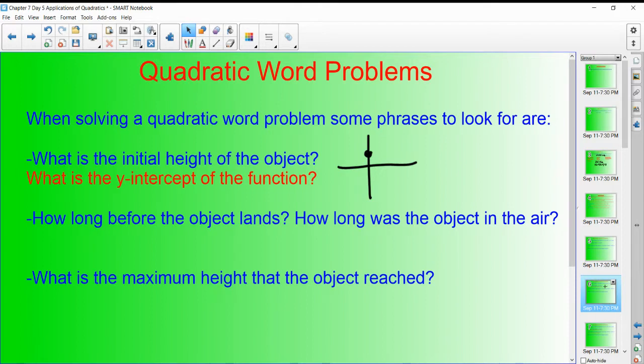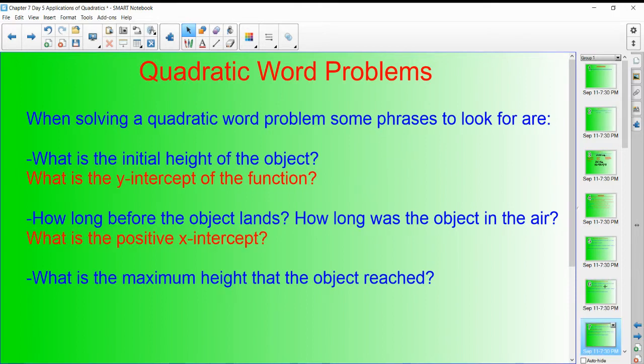How long before the object lands? Or how long was the object in the air? Really, we want to find the x-intercept. Because if I take an item and throw it, and it lands, I want to know what this horizontal distance is, the time. So this x-intercept, this one right here, tells us that at that many seconds, it landed.